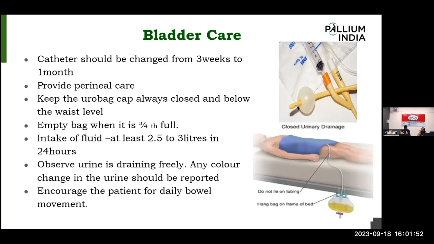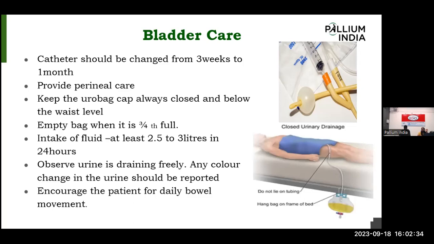If they are able to do it on their own, even if the patient is on a Foley's catheter, they can wash their private part with soap and water, for example a paraplegic patient can do it. So you can encourage the patient to clean with soap and water from the umbilicus to the mid thigh, so that the whole area is cleaned well. And empty the bag when three-quarters full. That is another important thing. They also have to observe the urine color, and whether the urine is draining freely, whether there is any occlusion or block, and check that part. And encourage the patient to have a daily bowel movement.